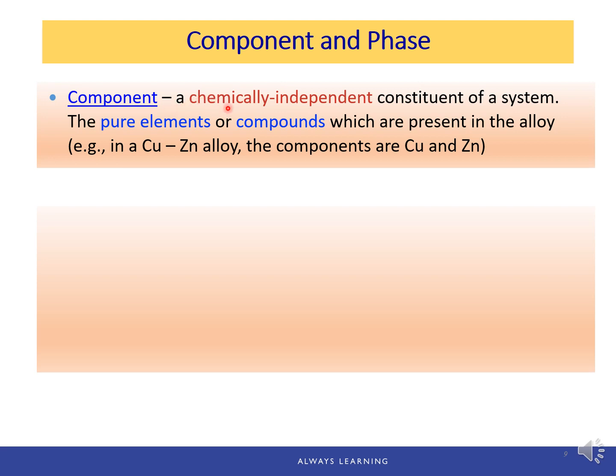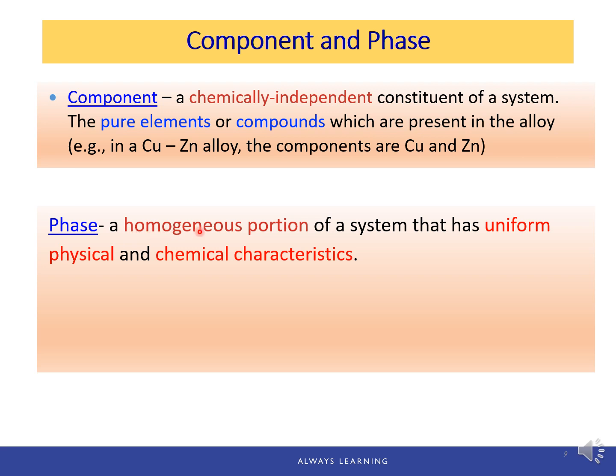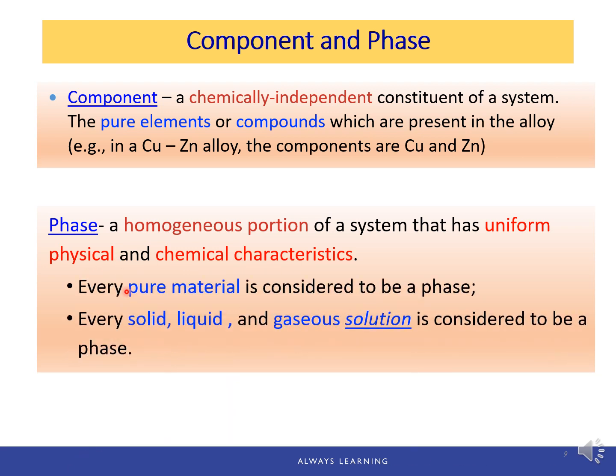A component is a chemically independent constituent of a system, or the pure elements or compounds which are present in the alloy. For example, in copper-zinc brass, the components are copper and zinc. A phase is a homogeneous portion of a system that has uniform physical and chemical characteristics. So based on this definition, every pure material is considered to be a phase. Every solid, liquid, and gaseous solution is considered to be a phase.